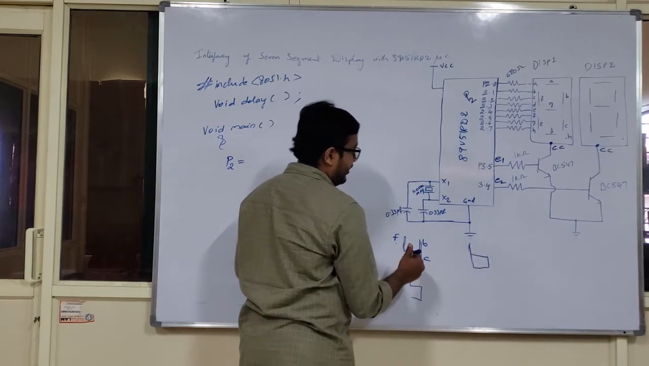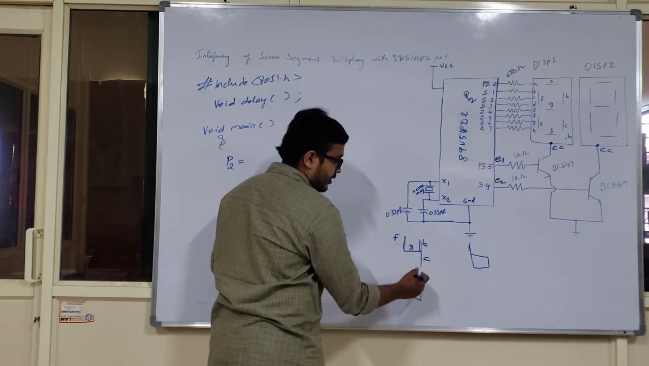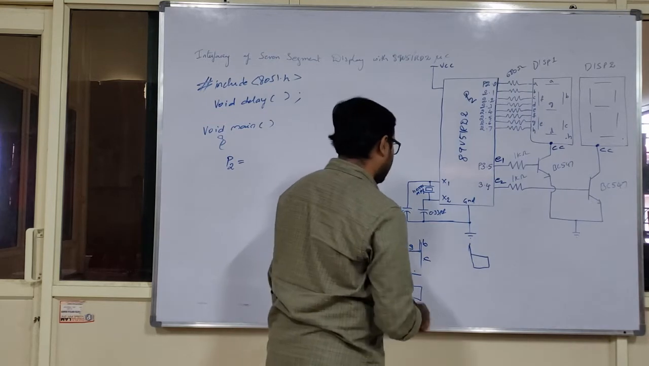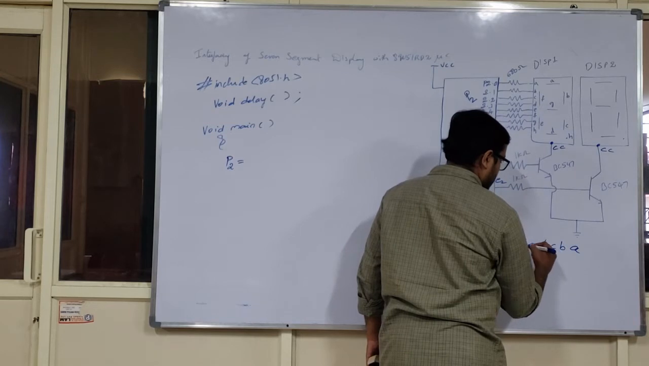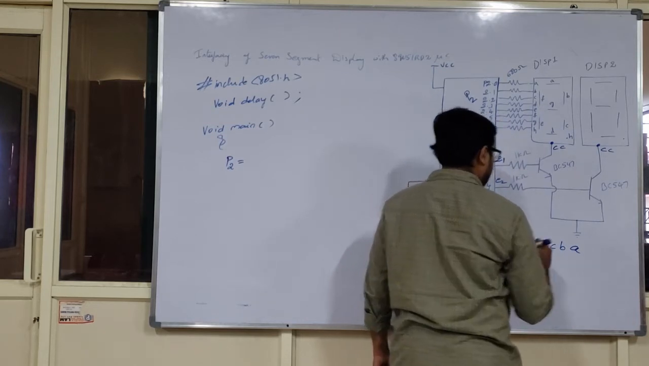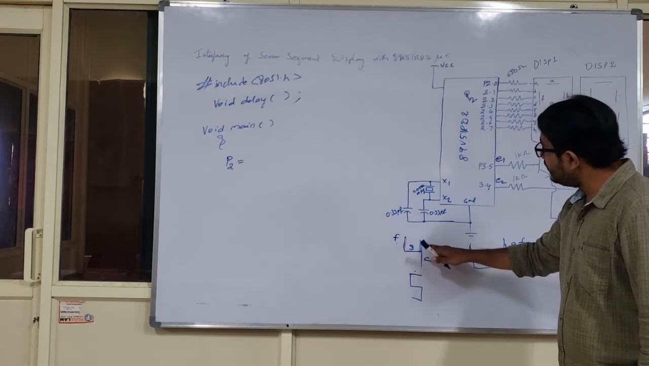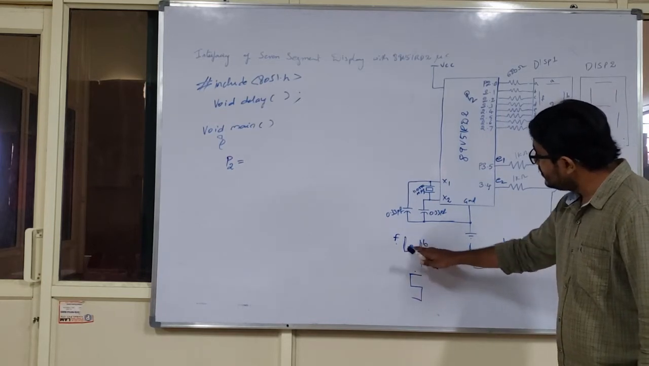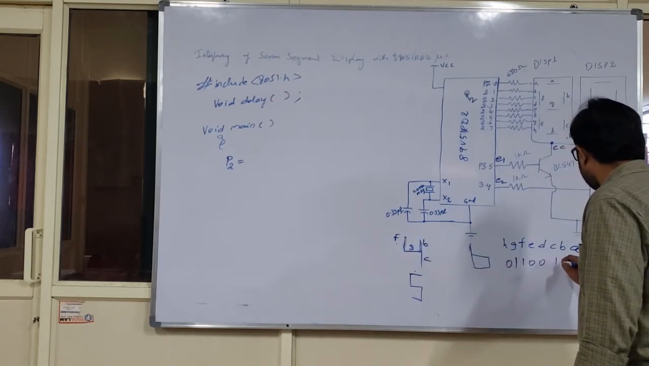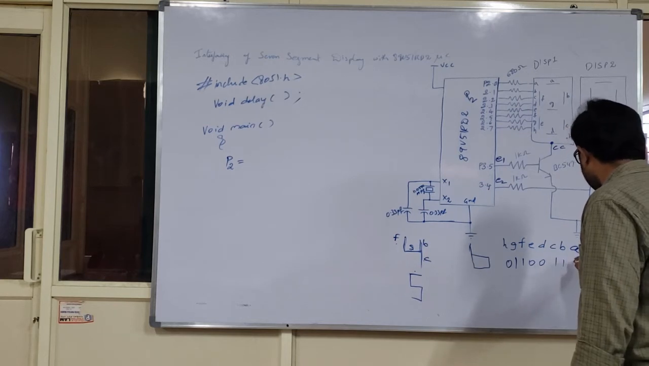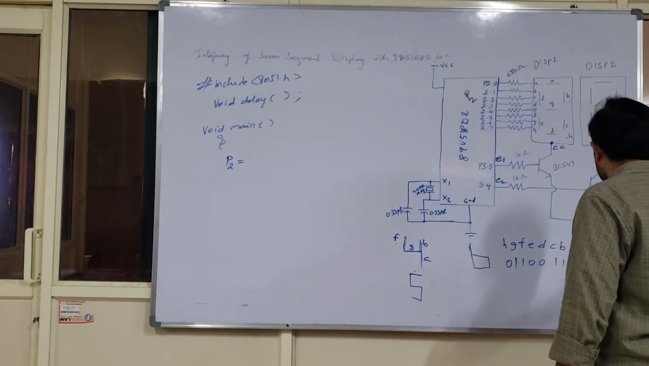So according to the diagram, this is A, this is B, C, D, E, F, G, and H. In the decimal 4, I have illuminated the segments B, C, F and G. A, D, E and H are eliminated. The corresponding hexadecimal value for this one will be 66H.